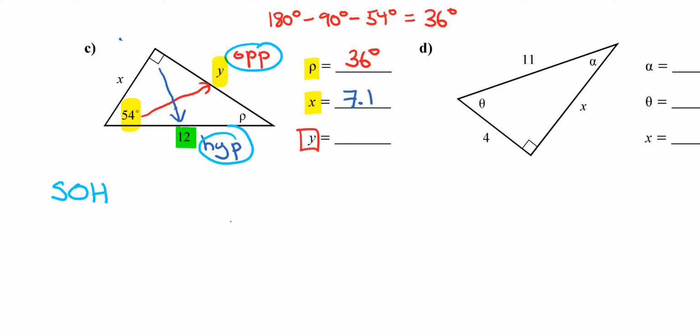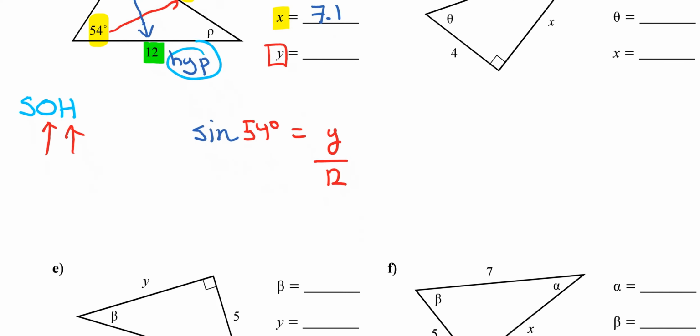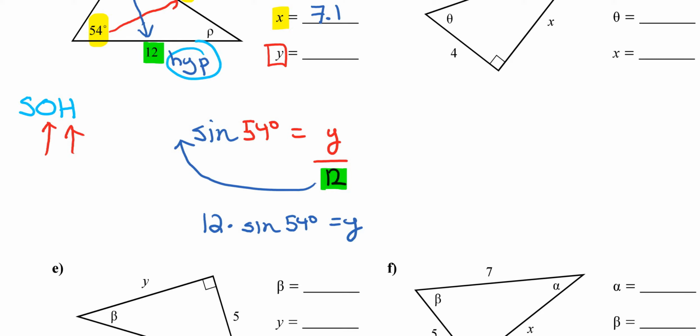So in order to set the ratio, it would be sine of the angle, so sine of 54 degrees, and that would equal the opposite. The opposite is y, and the hypotenuse is 12. So sine 54 degrees equals y divided by 12. And just like the previous problem, you can get rid of the 12 by multiplying the left-hand side by 12. So it'd be 12 times sine of 54 degrees, and that equals y.